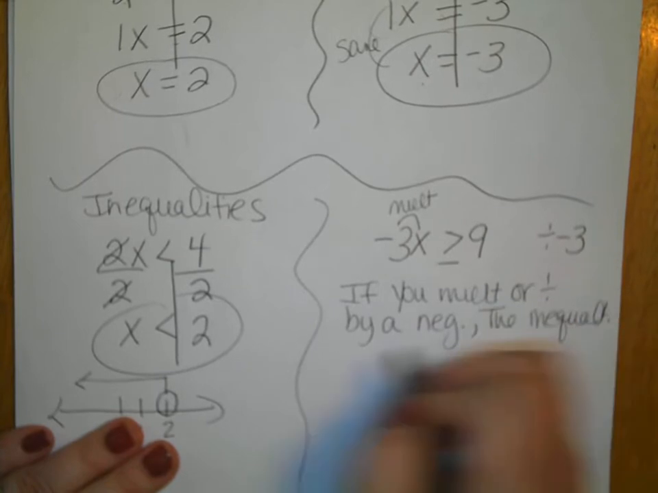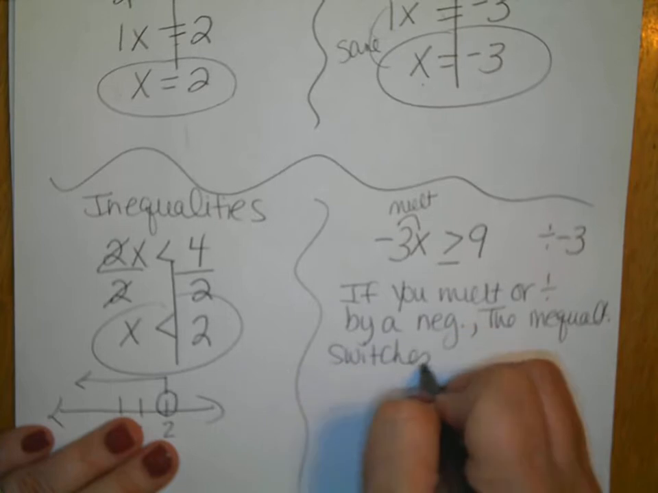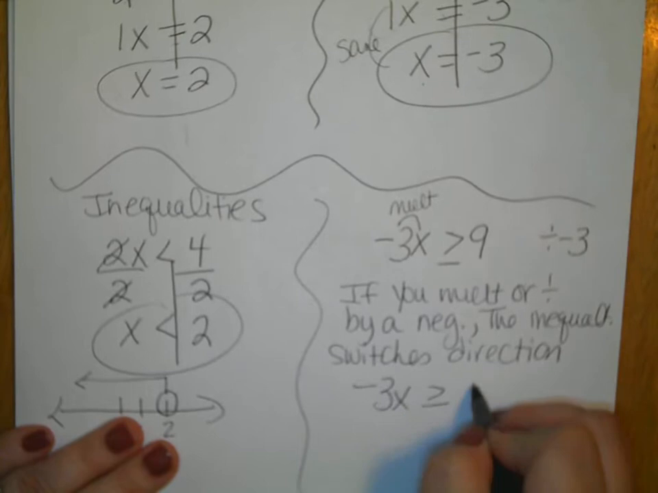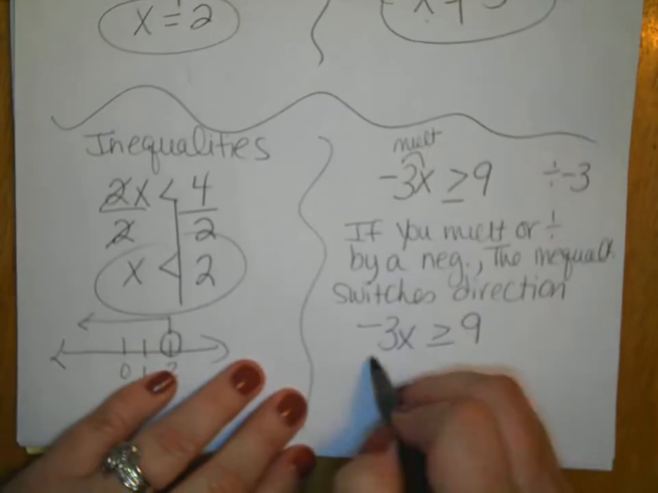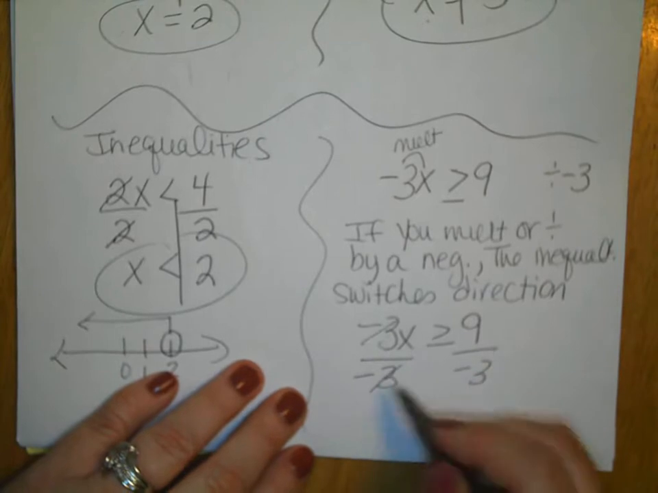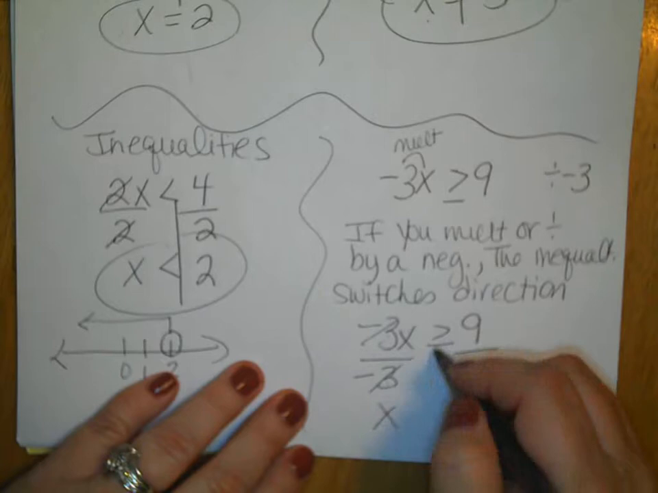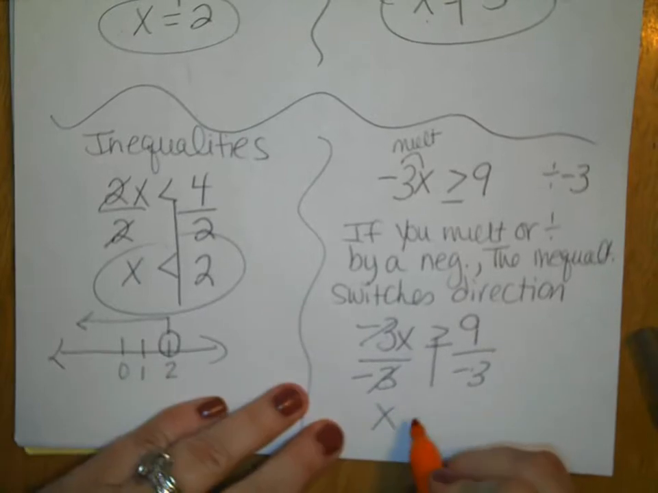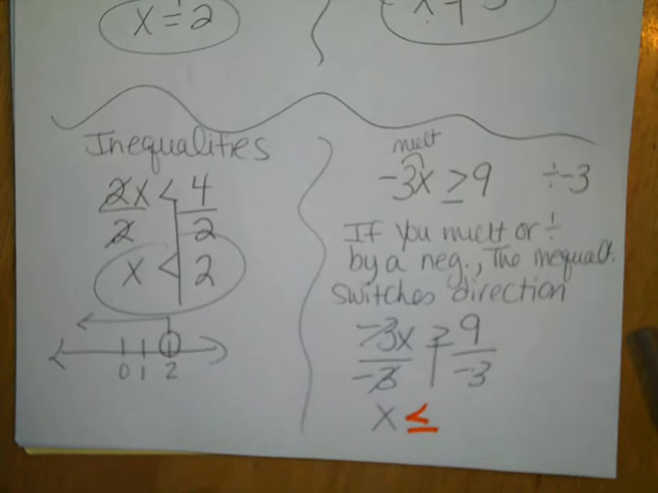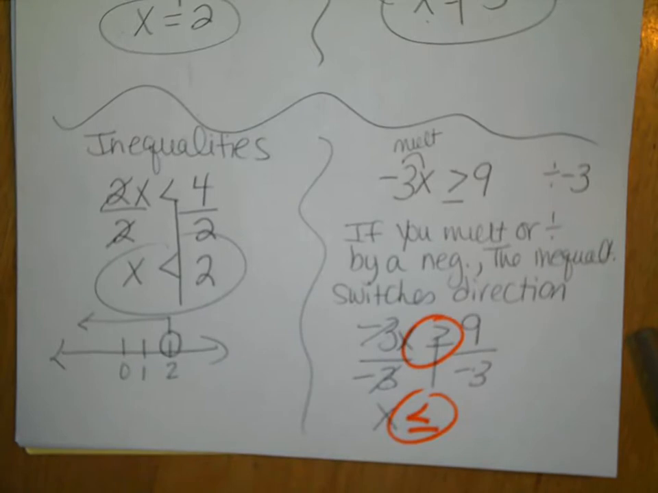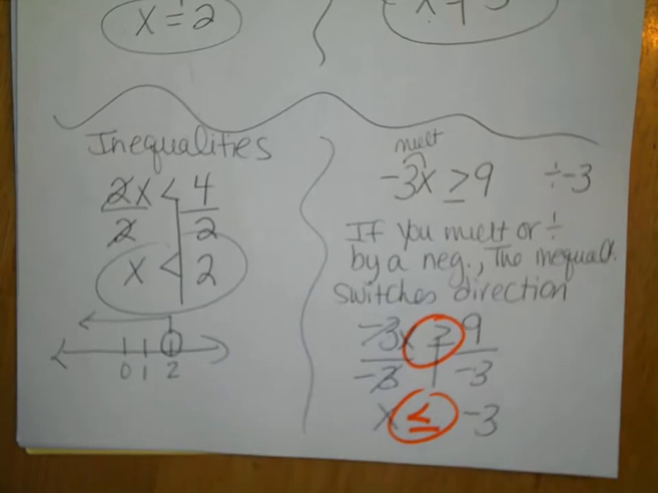So let's come down here and do this problem. If I divide by a negative, negative 3 divided by negative 3 gives me 1. They go away. Since I'm dividing by a negative, my inequality has to switch direction. Notice we're switching direction. So now I have x is less than or equal to negative 3. That is the rule. I want you to remember this. This is something you need to memorize.